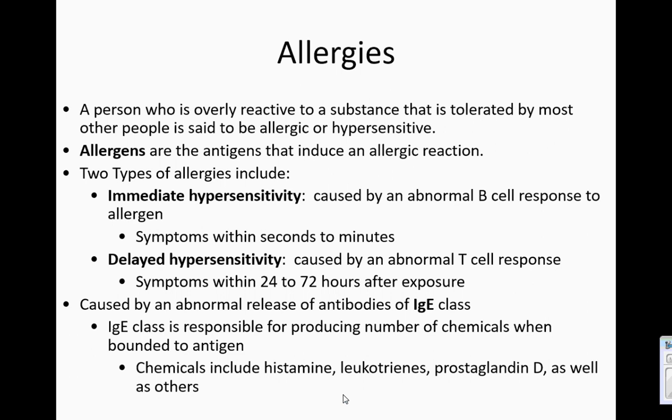And it's something that we all suffer from, allergies, which is where a person is overly reactive to a substance tolerated by most other people. The other term for allergic is hypersensitive, and the things that we are allergic to are called allergens. This is kind of the time of year where a lot of people suffer from seasonal allergies as stuff starts to bloom and be released into the air.